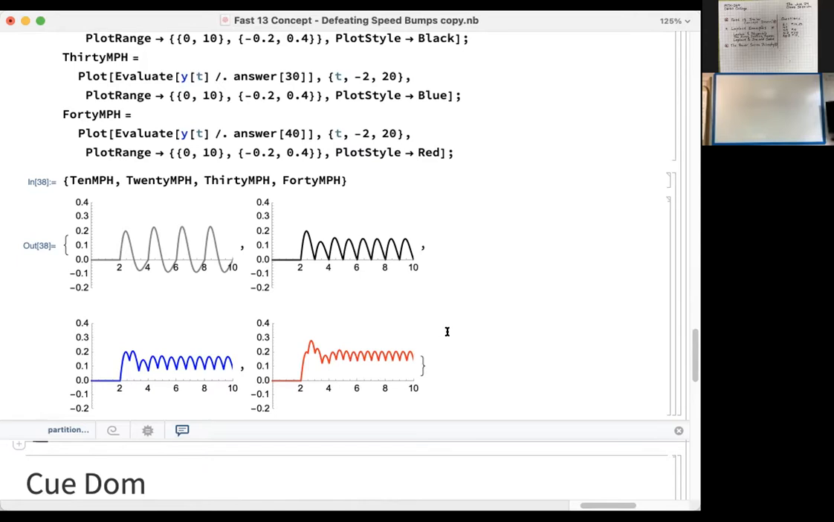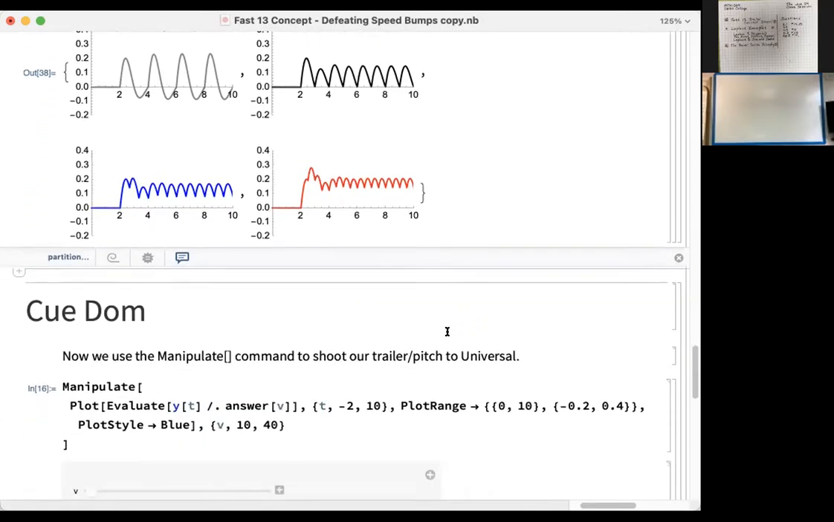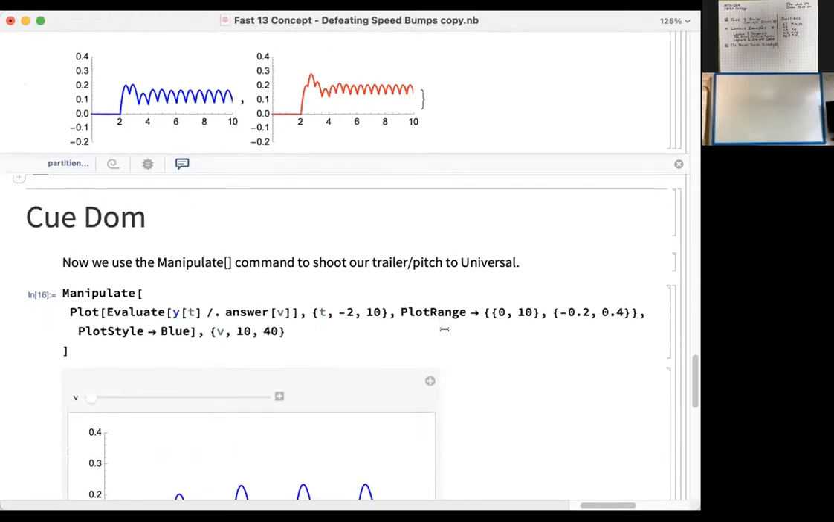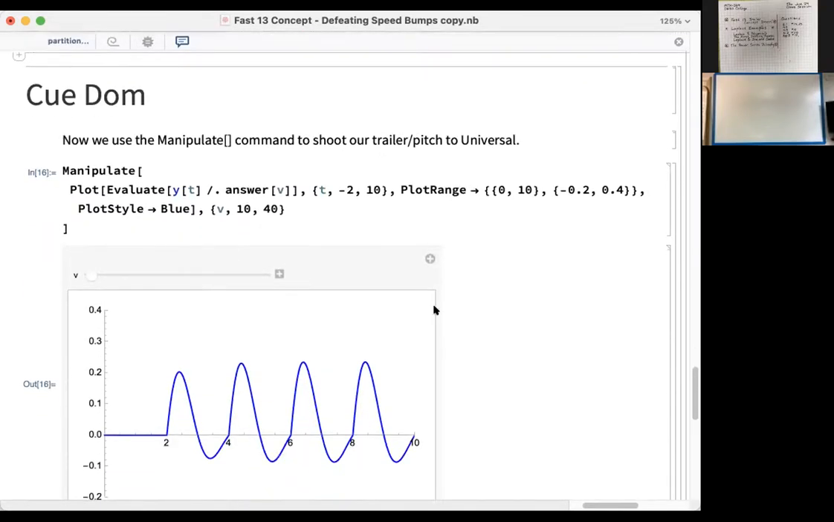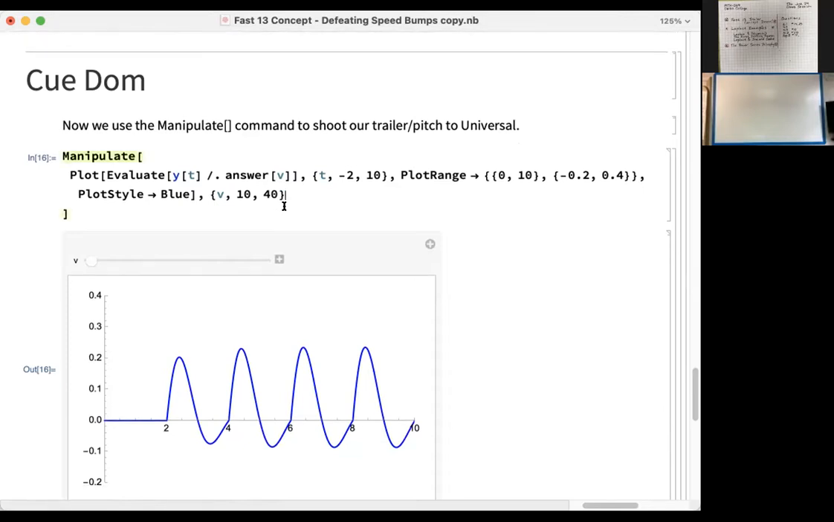Now, this is an interesting question. Am I simulating someone racing over speed bumps? Well, if we need to simulate street racing or racing in a parking garage or a parking lot, I think we need to call in an expert. So let's try to set up a manipulation. And because I wrote that plot structure, I wrote this function called answer. What I could do is try to manipulate plot structures for different speeds from 10 miles per hour to 40 miles per hour.